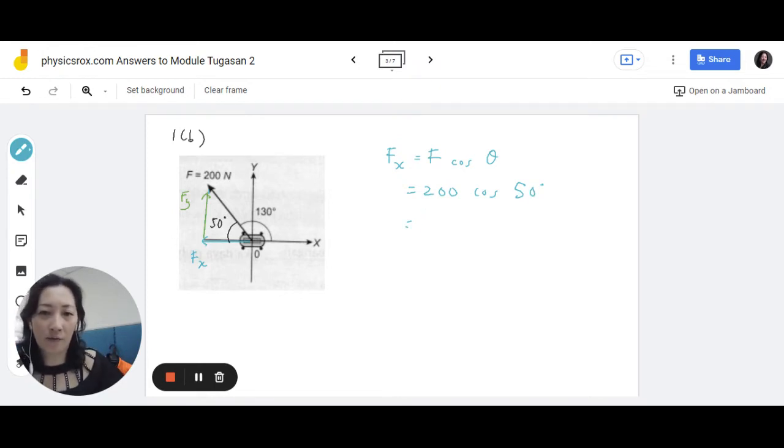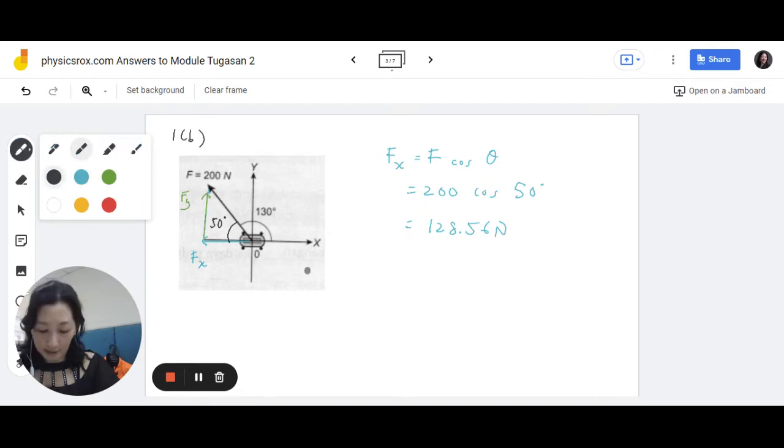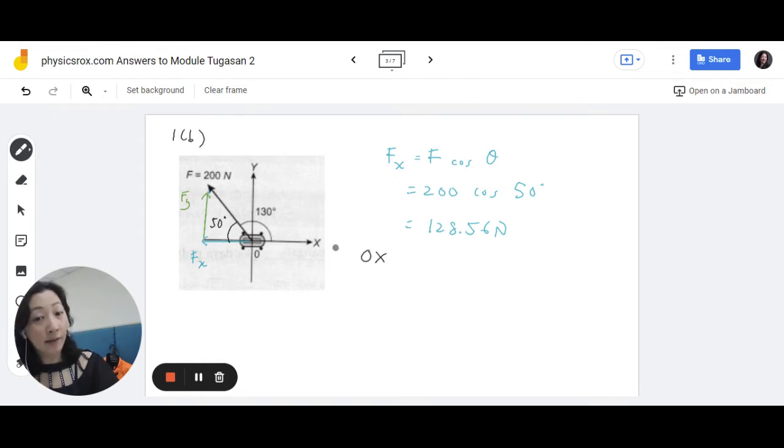I'm just going to work this off screen. You don't have to see my calculation on screen, okay? So this gives us 128.56. So this is the value of fx. But the question asks us for ox. That means they want us to determine the value of fx in the direction of ox. It's written in the book this way, and because fx is in the opposite direction of ox, you need to put negative. So the answer is negative 128.56 newton.